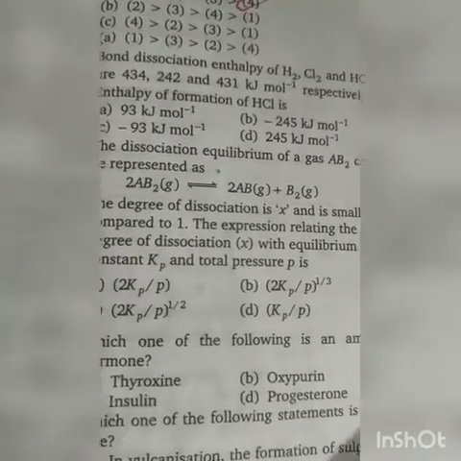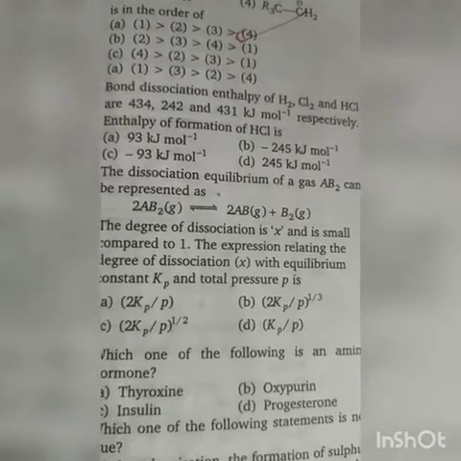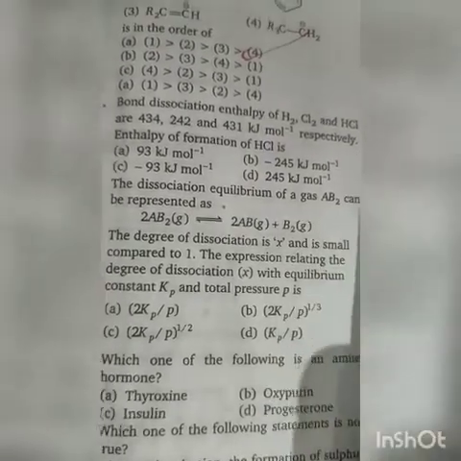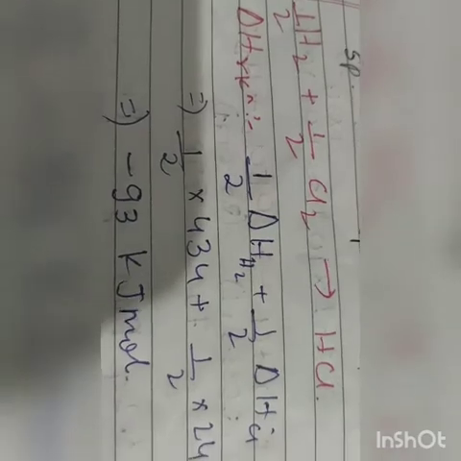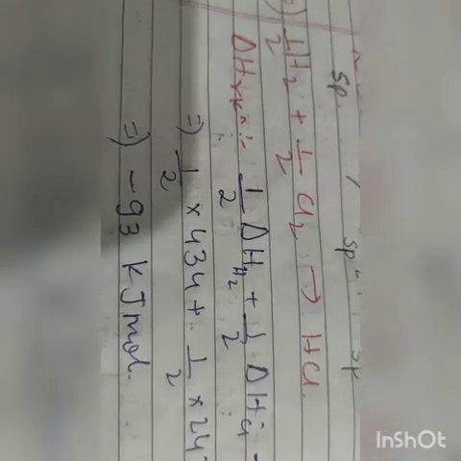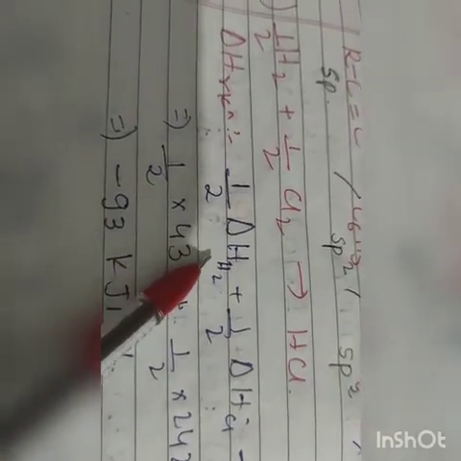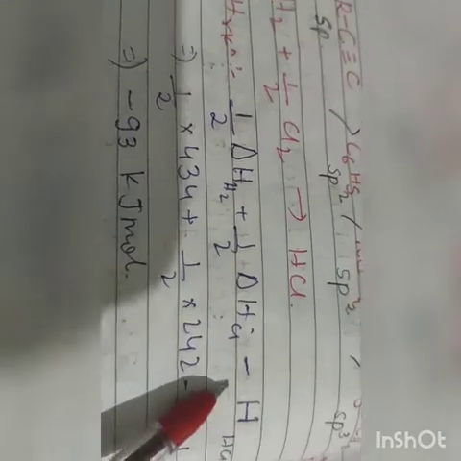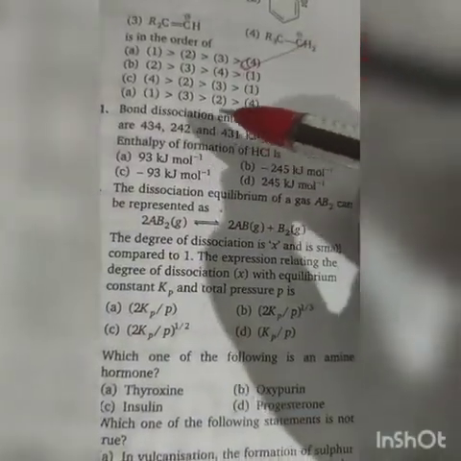Now question number 41. Bond dissociation enthalpy of H2, Cl2 and HCl are given here respectively. Enthalpy of formation of HCl is. So here we can see this is the reaction, half H2 plus half Cl2 is equal to HCl. So delta H for the reaction is half into delta H for H2, plus half into delta H for Cl2, minus delta H for HCl. So here we will put the values and we get the answer minus 93 kilojoule per mole. So this is the correct answer option.